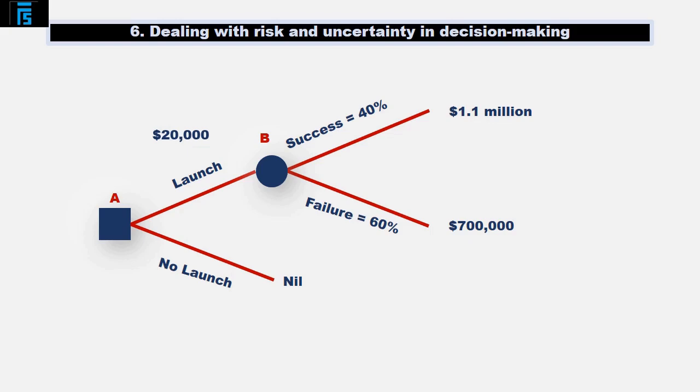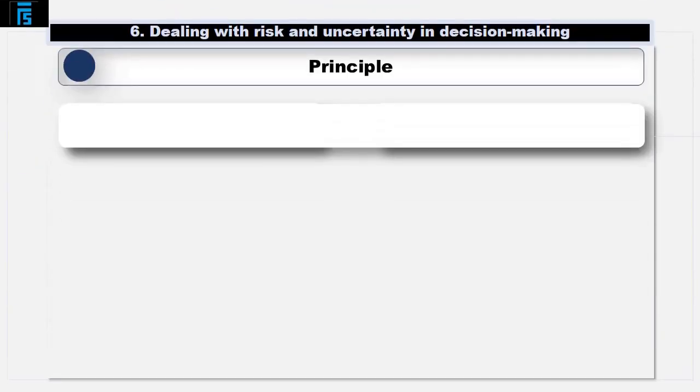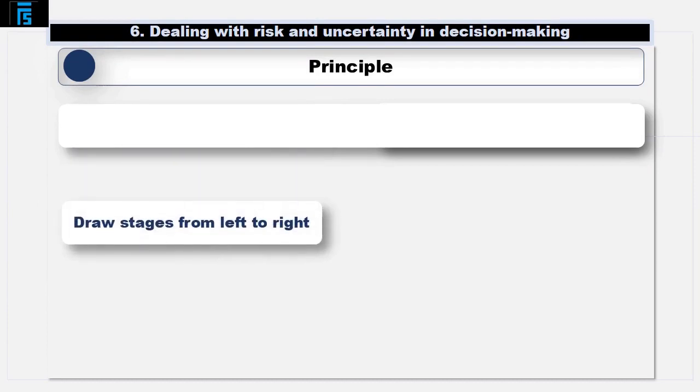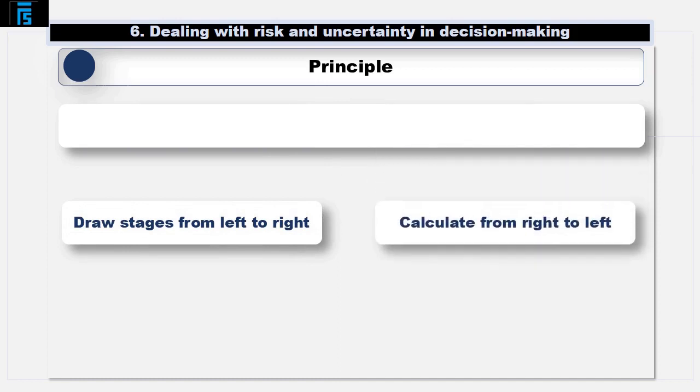This is a very simple example and can be extended so that one decision leads on to the next, but the principle is the same. Draw the stages out from left to right and calculate from right to left. At a chance node, calculate an expected value. At a decision node, choose the route with the highest expected value.